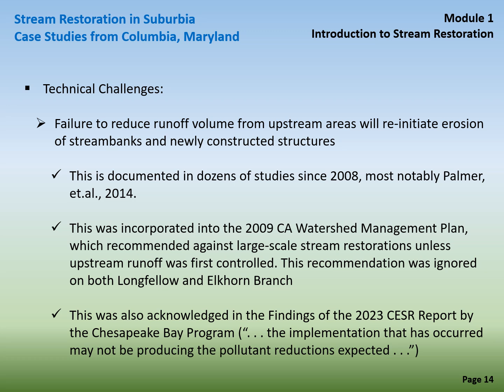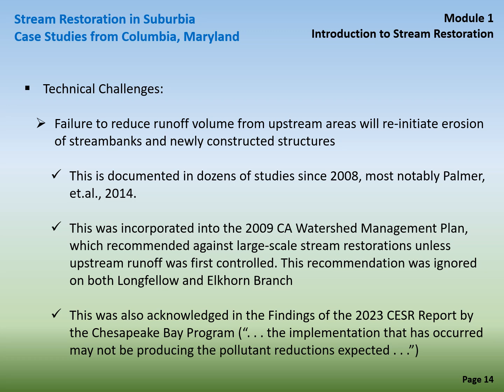This concept is not a secret. The Columbia Association Watershed Management Plan in 2009 recognized this, and it said, don't do large-scale stream restoration projects unless you first control the upstream runoff. Now, CA has since ignored that recommendation on its two big projects, Longfellow and Elkhorn Branch. And they didn't explain why, they didn't address it, they simply went ahead and did big projects without controlling runoff. But in future modules here, we'll see how that worked out.